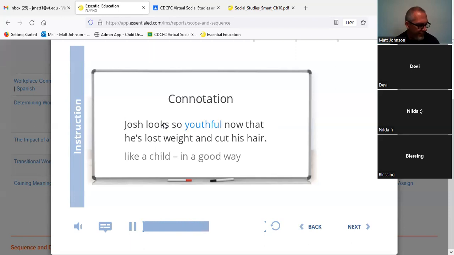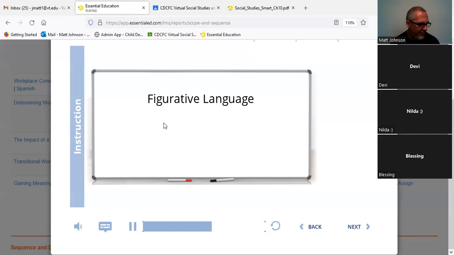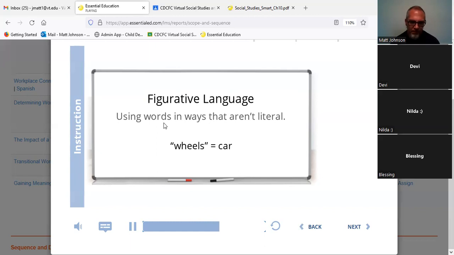Something related to connotations is figurative language. That's when you use words in ways that aren't literal. Like you might call a car your wheels. Wheels aren't literally a car. They're just part of a car. But you can use the word wheels to mean car. You can often understand figurative language like this from context.